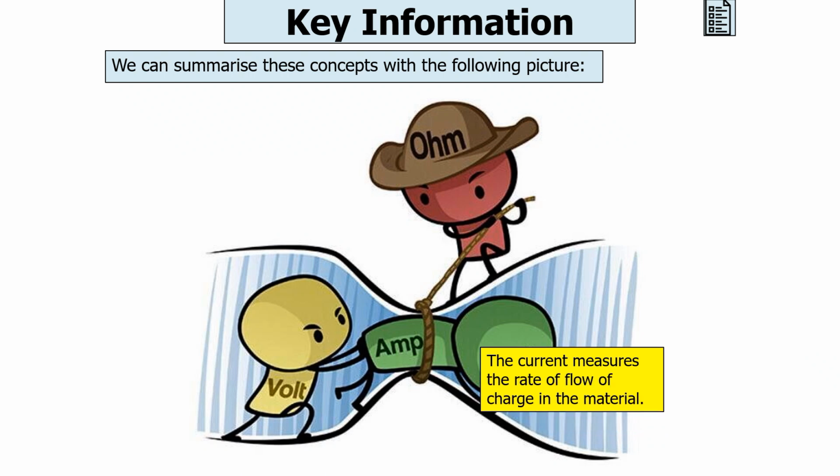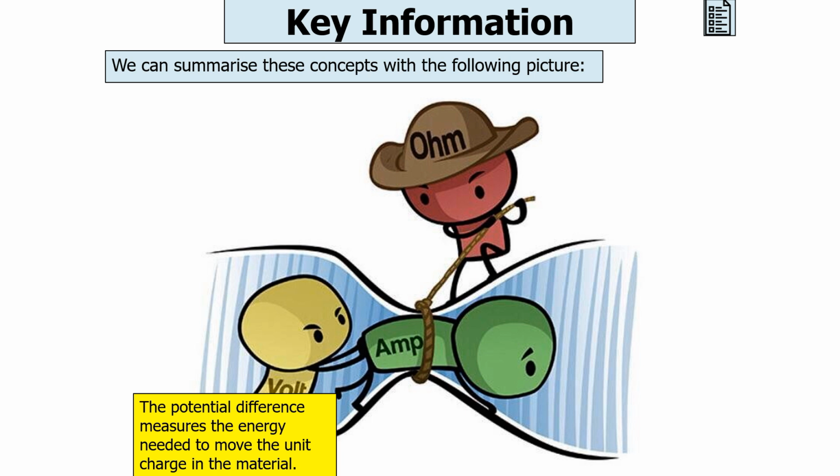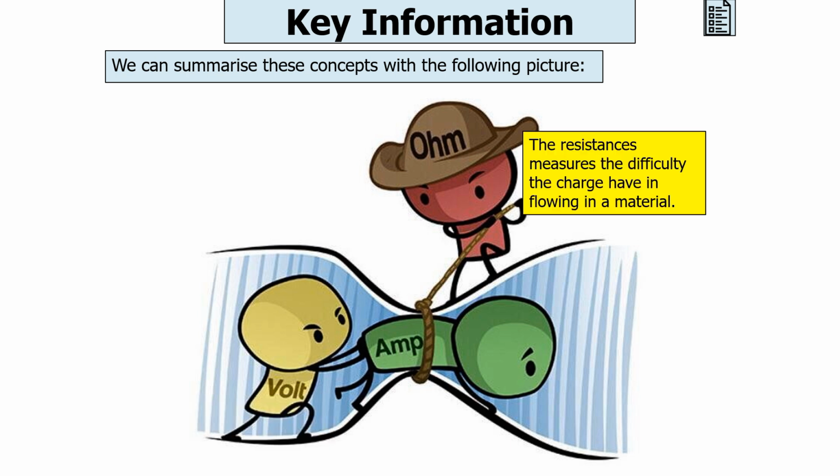It measures the rate of flow of charge in the material. The potential difference measures the energy needed to move the unit charge in the material. The potential difference measures the energy given to each unit charge to move in that material. Whilst resistance measures the difficulty the charge have in flowing in a material, it's that proportionality constant between PD and current. It is also the difficulty of converting the energy given to the charged particle into movement.